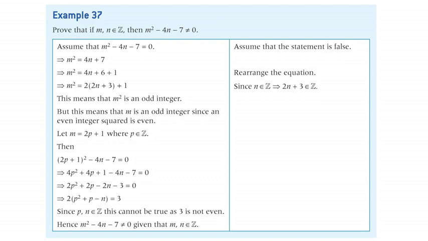The first step is to assume that the statement is false, which means you assume that m squared minus 4n minus 7 equals 0. You now rearrange to isolate one of the variables on the left-hand side. Implies m squared equals 4n plus 7.